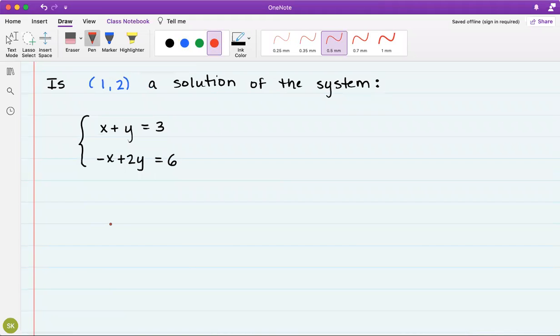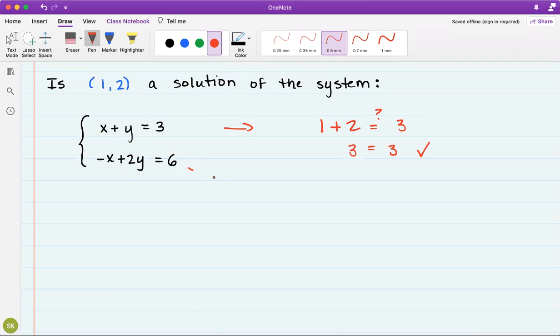Here I have the same system, but I want to know, is this ordered pair (1, 2) a solution to the system? So all we have to do is plug this point into the values for x and y. So for the first one, we get 1 plus 2, because again, this is our x, this is our y. Does that equal 3? Well, that's a true statement.